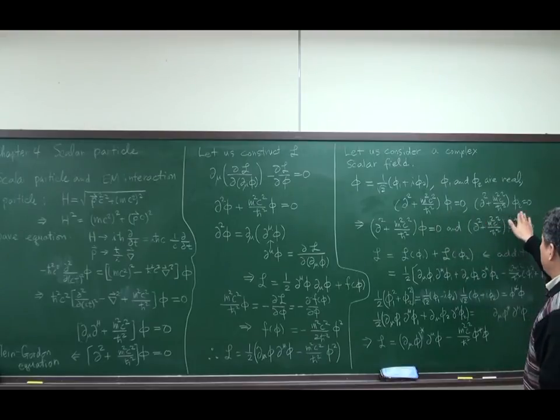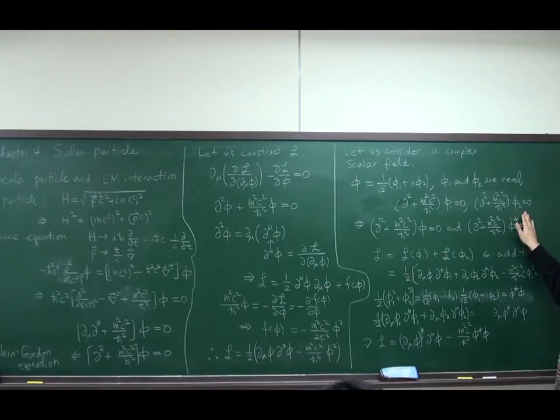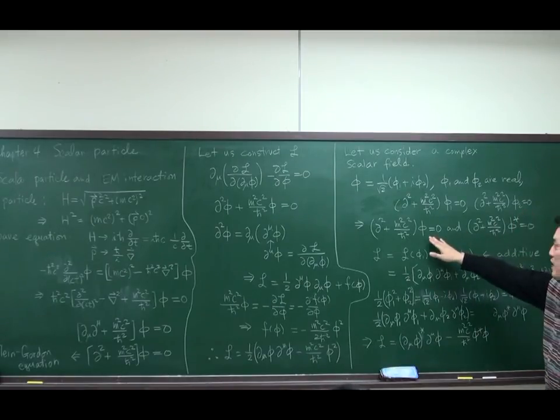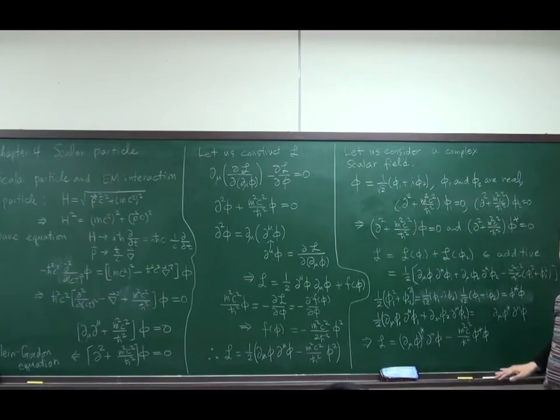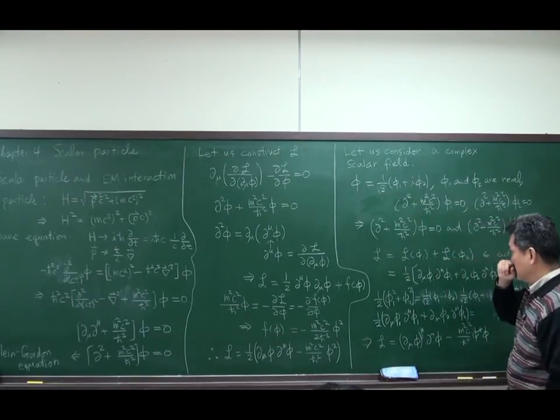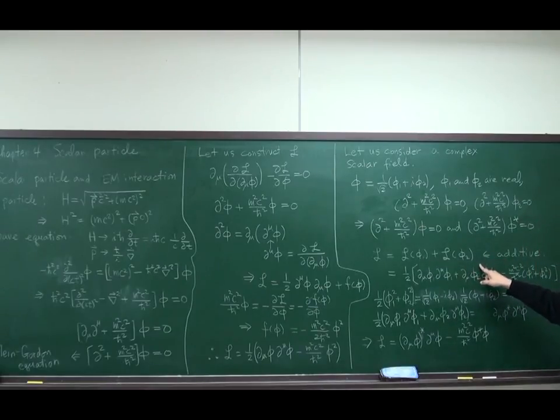These two differential equations can be added after multiplying i, or subtracted to find that phi and phi star satisfy the equation. So these two equations are equivalent to these two equations. Anyway, because we have introduced two fields and they are independent, the Lagrangian can be additive.